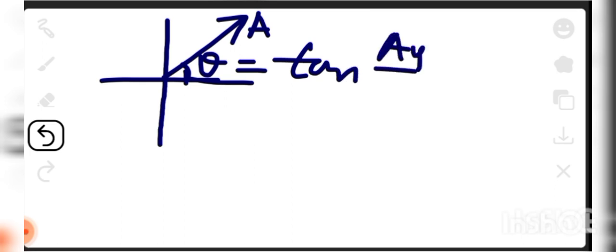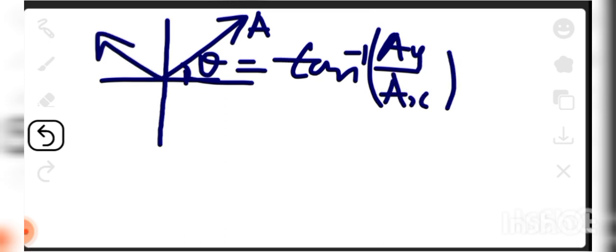Let's just look at how to calculate this theta. If you want to calculate this theta, just use the tan inverse. This theta will be equal to tan inverse of AY over AX. What about if A is not here and you want to get this angle?